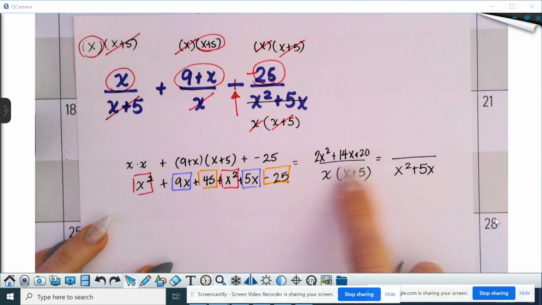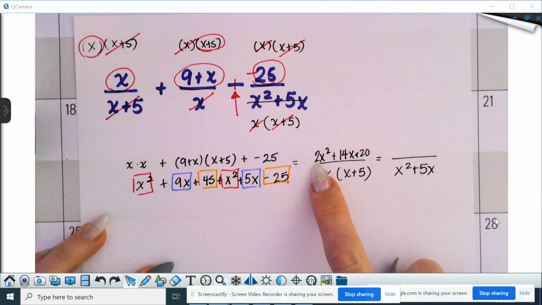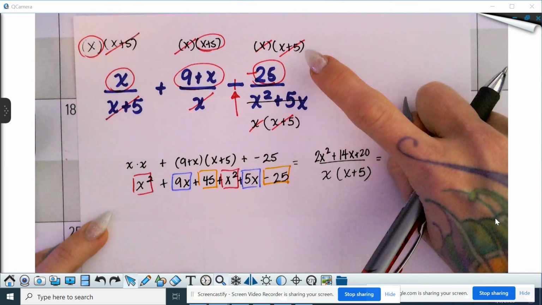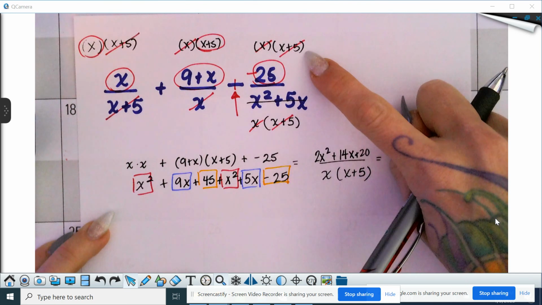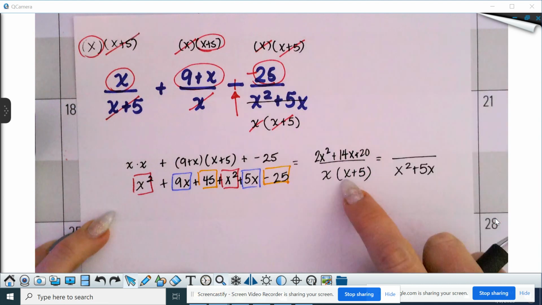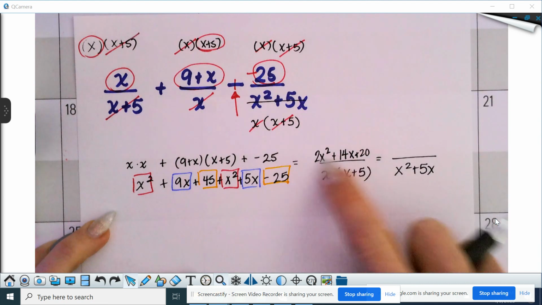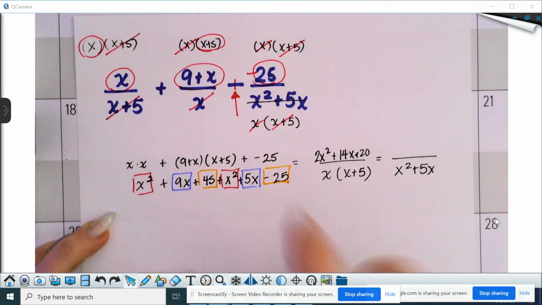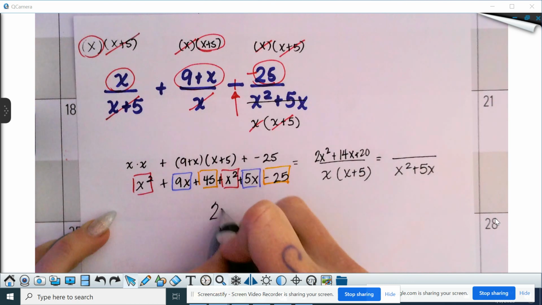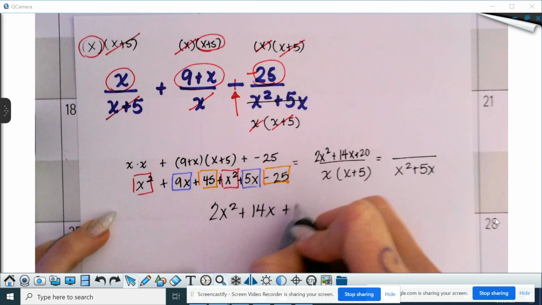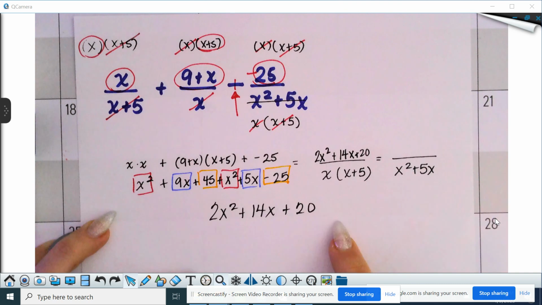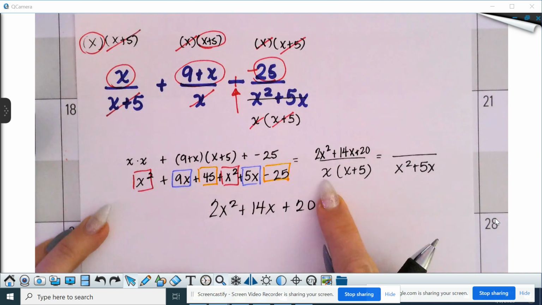This, you do want to check. The only downside to doing it in this way is it may not be your least common multiple always. I would always double check, especially the top, once you combine all your like terms. So that 2x squared plus 14x plus 20. Is there a GCF, and could it possibly be a variable? In this case, it'd be great if it was a variable because we could cross things out.